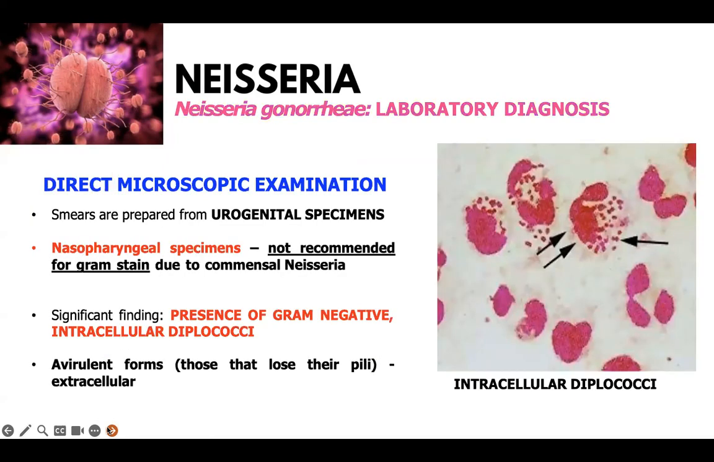So, pagdating ng sample sa laboratory, anong gagawin? Ang first method of identification is naturalmente, direct microscopic examination. Pag sinabing direct microscopic examination, ang gagamitin natin ay ang specimen mismo. Gagawin nating smear. And then, iga-gram stain natin. So, anong dapat makita? Gram stain should be gram-negative intracellular diplococci. However, meron din naman tayong mga extracellular. Sinasabing ito daw yung mga virulent forms kasi nawala na sila ng abilidad to attach to host membranes.